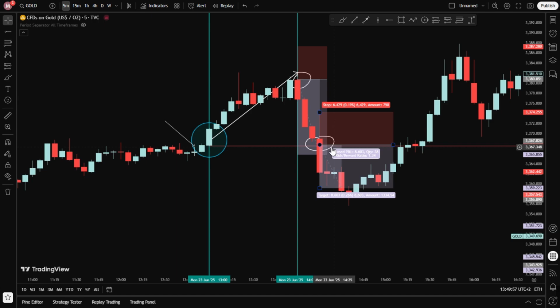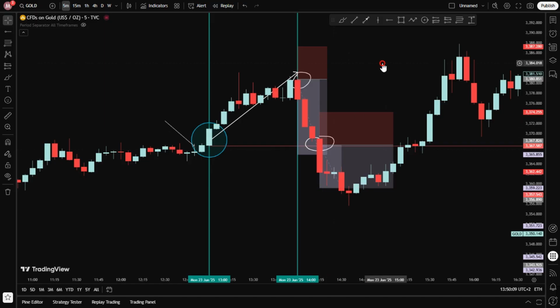So now if you entered right here, you can see that price actually dropped to the downside and you could have made some profit right here. So either you entered at 2 p.m. or you entered at the opening price line, right? And as you can see right here, everything went well.